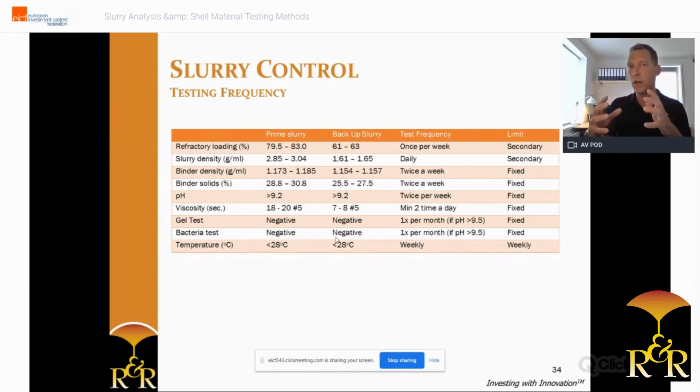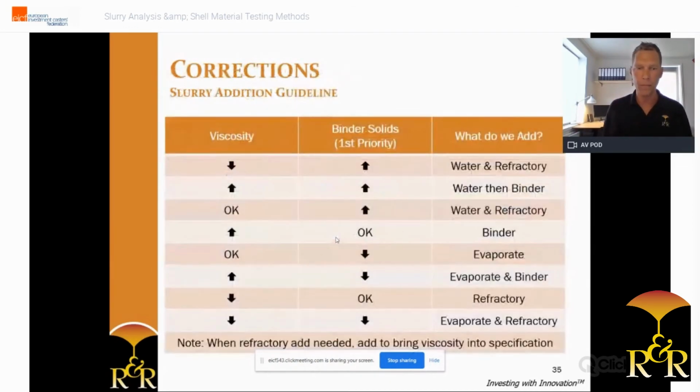So in this case, for example, the refractory loading and the slurry density are actually a function of the slurry viscosity. I will explain this a little bit further. This table is a basic correction guideline based on viscosity and binder solids, and it can be used on any slurry, because the binder solids and the viscosity cover a broad and important performance aspect of the slurry. I already see quite good results when I decide to steer on these two characteristics alone.